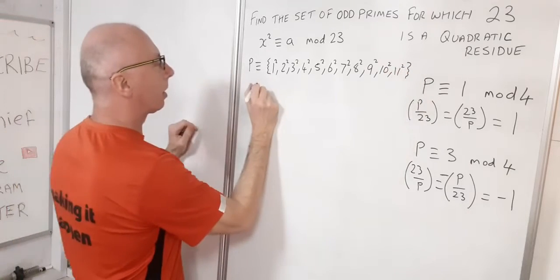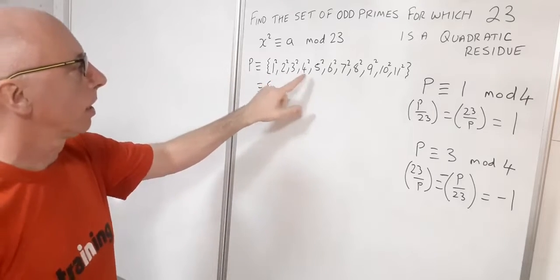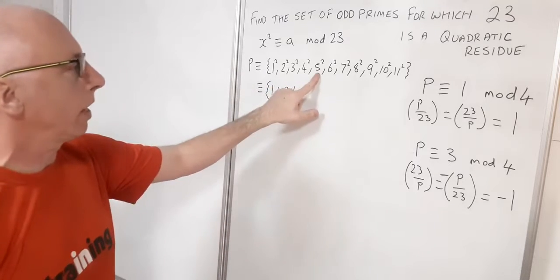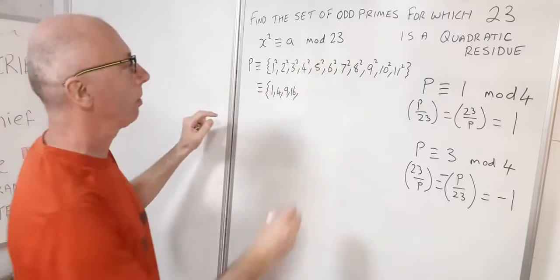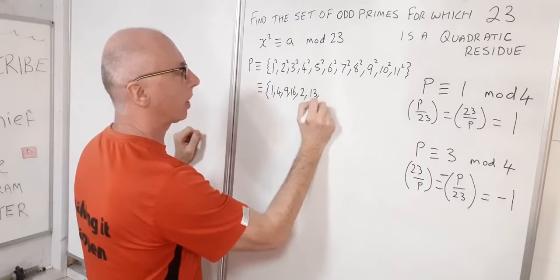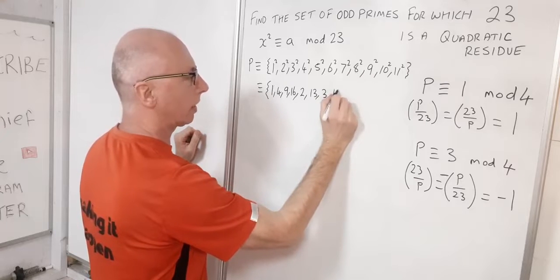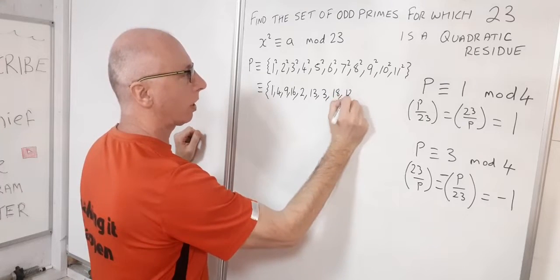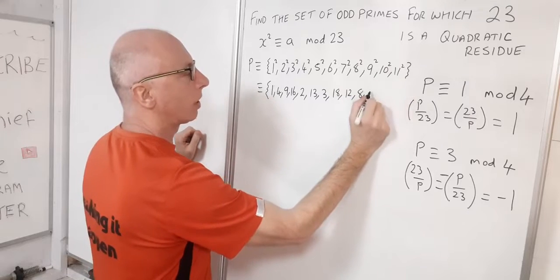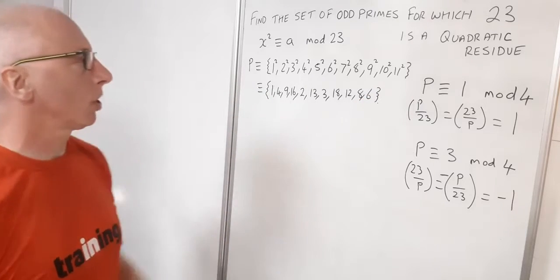Okay, let's make these congruent modulo 23. So 1, 4, 9, 16 are all in straight away. That's straightforward. Now from here onwards we'll have to simplify modulus 23. So 25 will give us 2, 36 will give us 13, 49 will give us 3, 64 will give us 18, 81 gives us 12, 100 gives us 8, and 121 gives us 6. So that's our quadratic residues modulus 23.